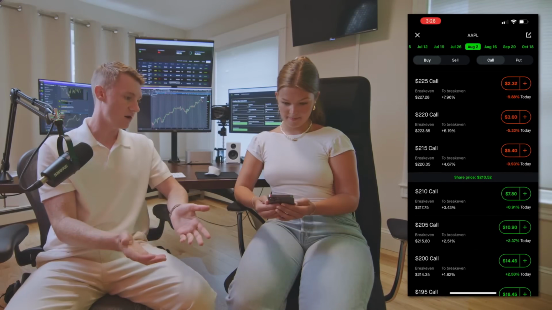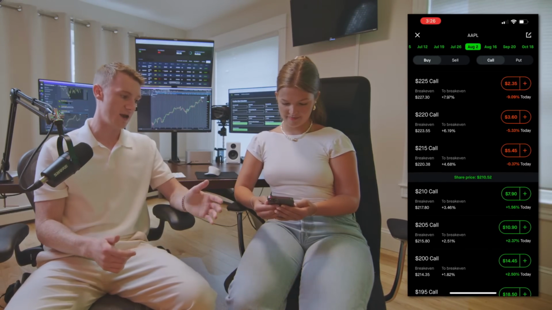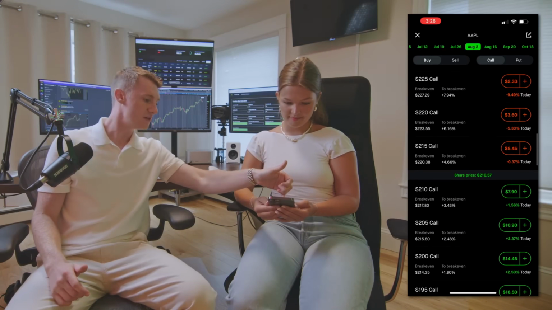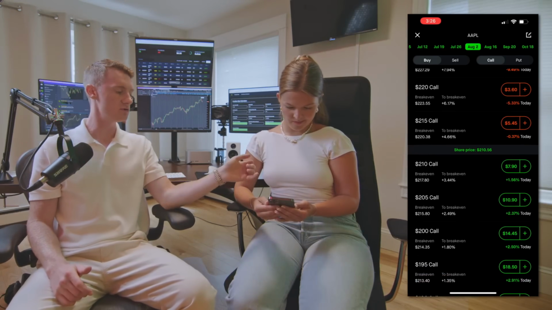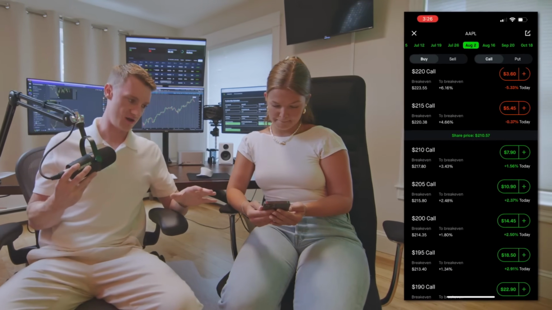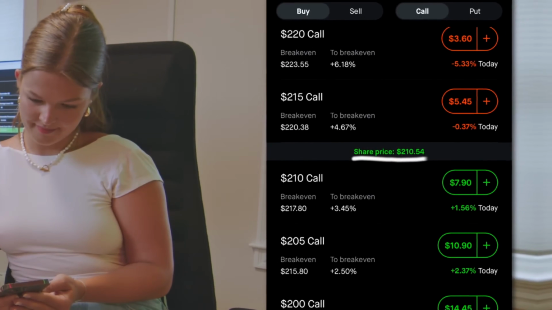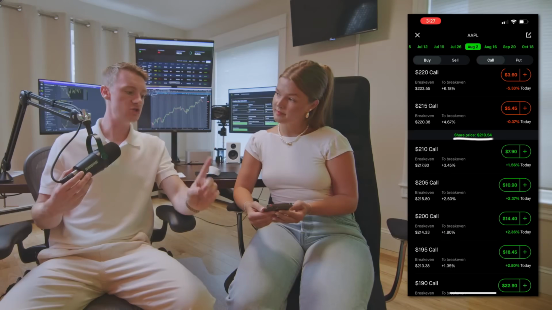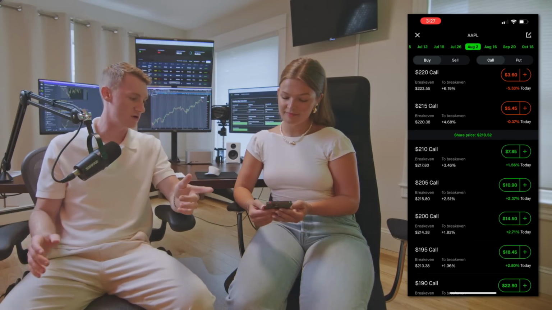Okay. But if you think it's gonna go up, we're gonna go buy a call. Okay, so that's what you have pulled up right now. And then you could see you have the 220 calls, the 215 calls, the 210 calls. Those are called the strike prices. I like how Robinhood displays it, even though Robinhood's not great. So the share price is $210.54 currently. That is for one share of Apple, it would cost you just about $210 to buy one share.